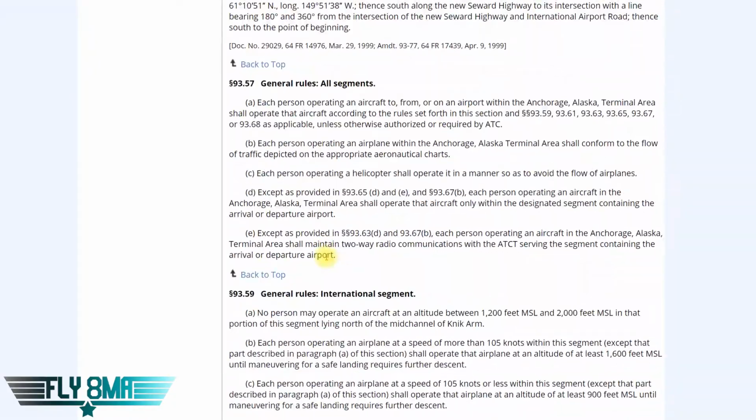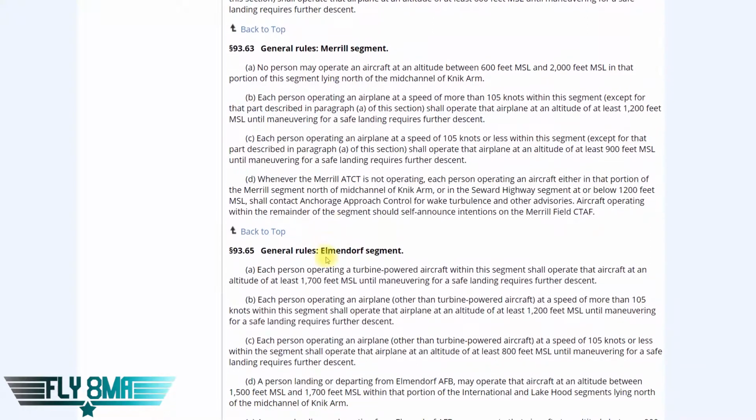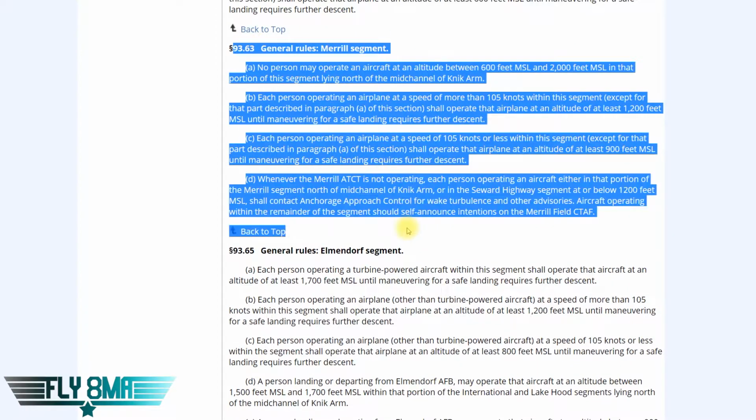So if we come down here to Part 93.63, we'll see the Merrill segment, and good luck looking for this in your FAR AIM. That little paper book is not the best resource in the world because it does not have all of 14 CFR. 14 CFR is everything from Part 1 up to well past Part 135. So we've got Part 93 in here, and you will probably not be finding Part 93 in the FAR AIM. It'll jump right from 91 on to something else. So you'll have to go to ecfr.gov to actually find this, or some other website that actually has the full rules of flying in there.